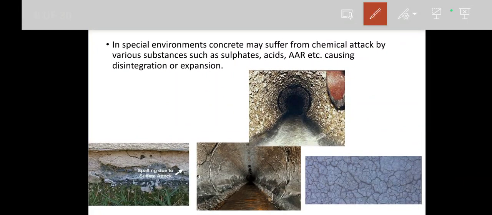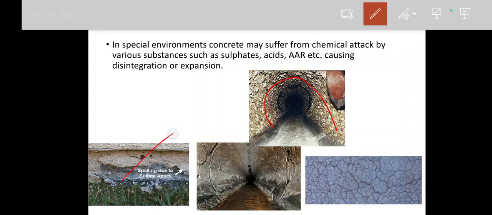pipelines. There will be a lot of acids used, so hydrogen sulfide gas will be formed. It will be deposited onto the surface of concrete, thereby an acidic environment will be created, pH will be less, and it will try to leach out the concrete surface.